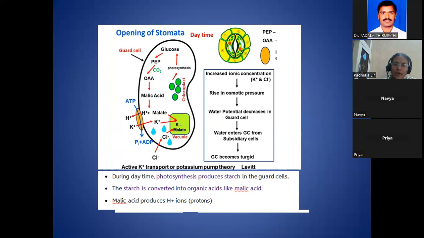So how will the process take place? You see here in the diagram, during photosynthesis in the guard cells, malic acid is formed. This malic acid dissociates to give rise to H plus ions and malate. When the H plus ions are coming outside from the guard cells, K plus ions are entering. In order to balance these K plus ions, Cl minus ions are entering the cell. As a result, the ionic concentration increases, so the osmotic pressure increases. That helps the water enter the guard cells from the surrounding cells. As a result, the guard cells become turgid, and this turgidity is helpful for the opening of the stomata.